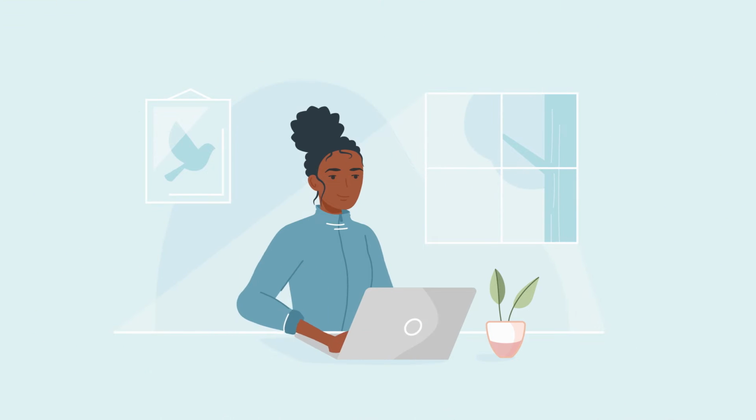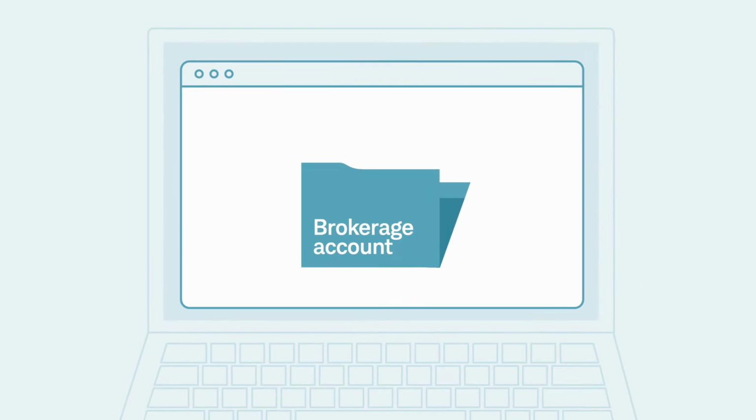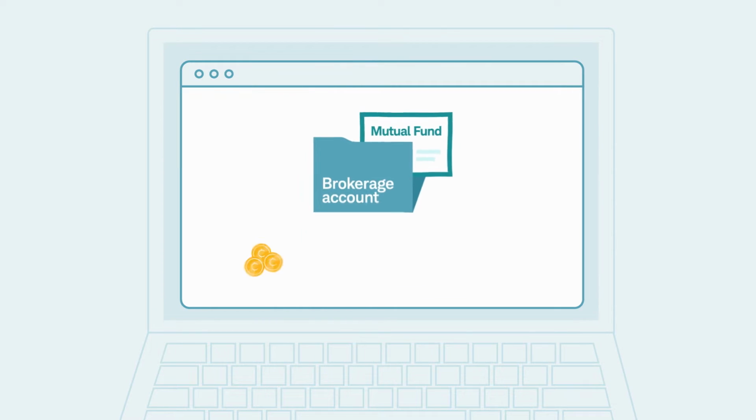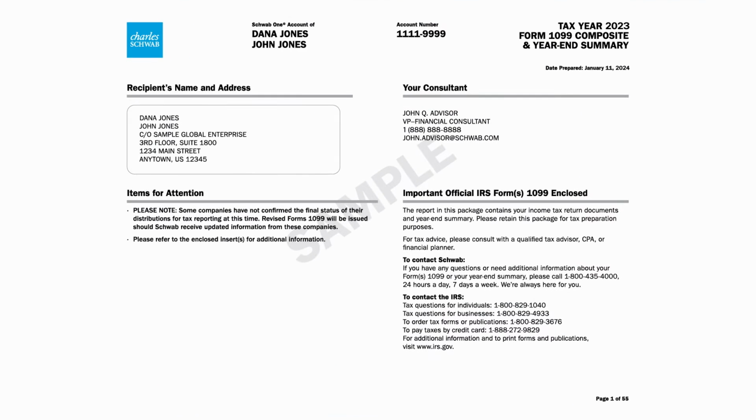In some situations, you may receive a 1099 even if you didn't buy or sell any securities during a given year. For example, you may hold a mutual fund in your brokerage account. Even if you've held it for years, this fund could pay dividends, interest, and produce capital gains in the current tax year. This would trigger a 1099.